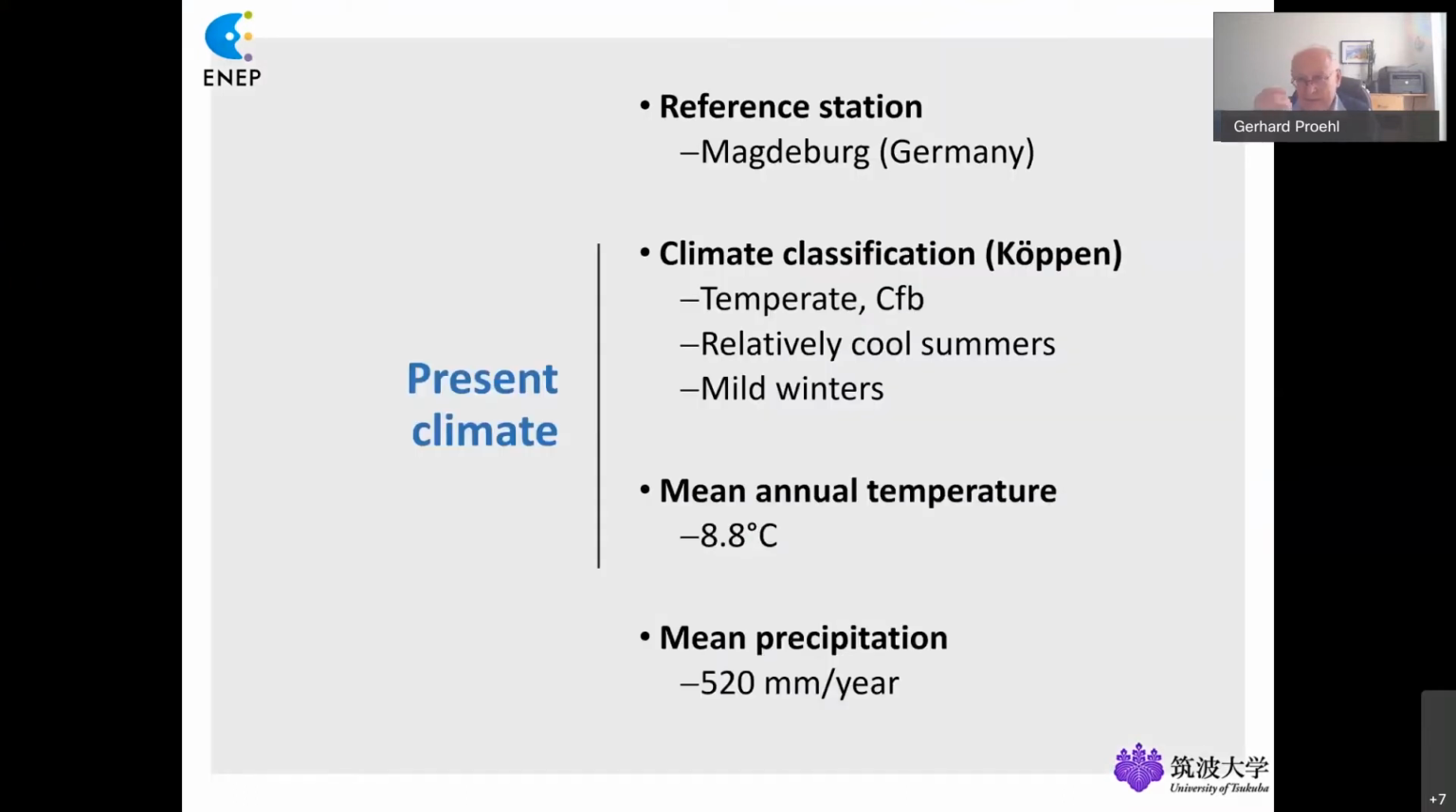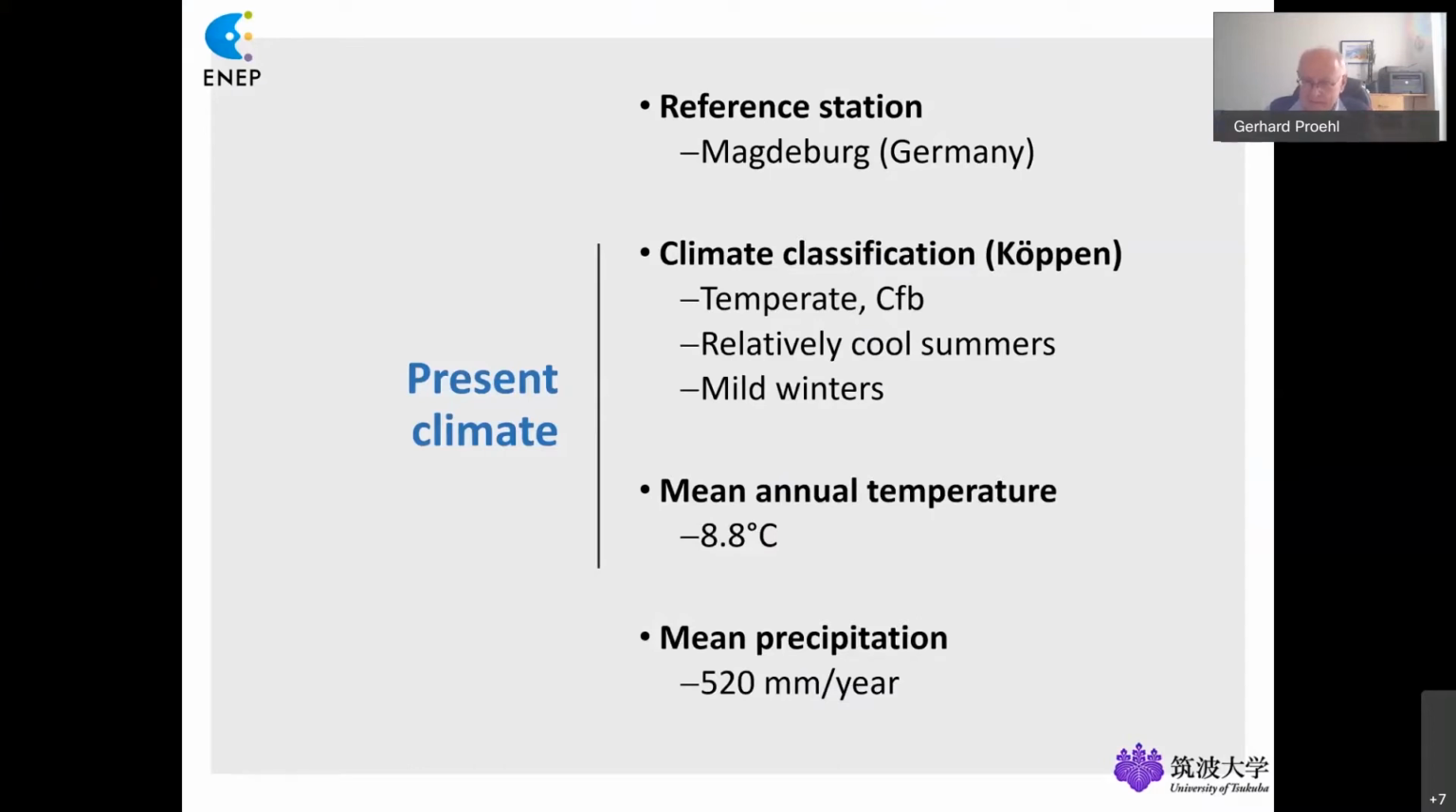The present climate: there's a reference station which is called Magdeburg. This is in the middle of Germany. It's a temperate climate. We have relatively cool summers and mild winters. The mean annual temperature is about 9 degrees Celsius, and precipitation is 520 millimeters per year, which is among the drier areas of Germany.